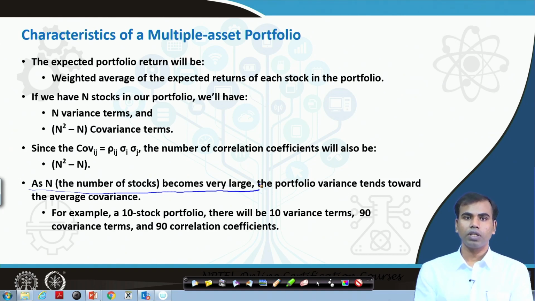For example, if there are 10 stock portfolios, there will be 10 variance terms and 90 covariance terms and 90 correlation coefficients, which means you will have a very complicated computation that cannot be possibly done by individuals. So, when you have a portfolio of multiple assets or assets in huge numbers, then the calculation of this variance and covariance term is very complicated, and the ultimate effect on your decision making might be very significant.